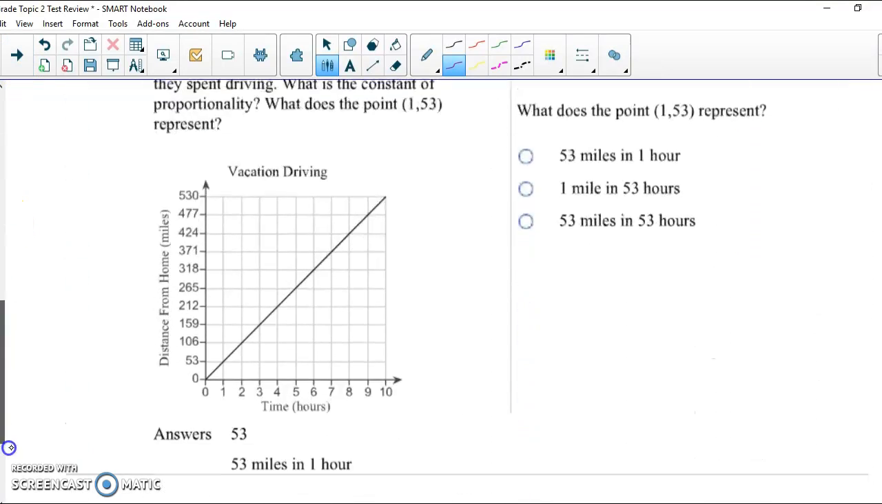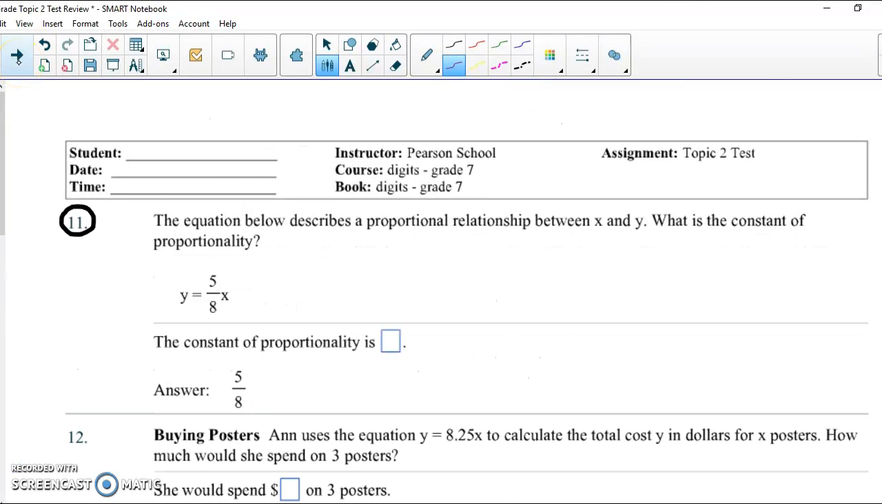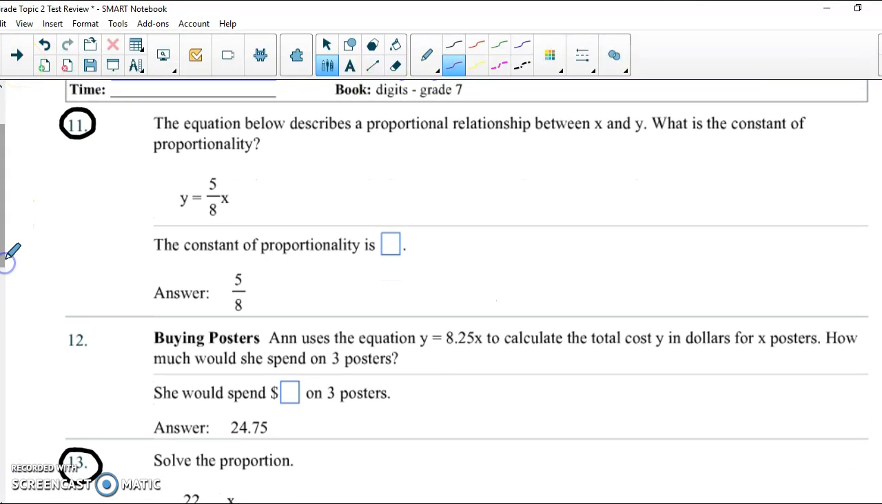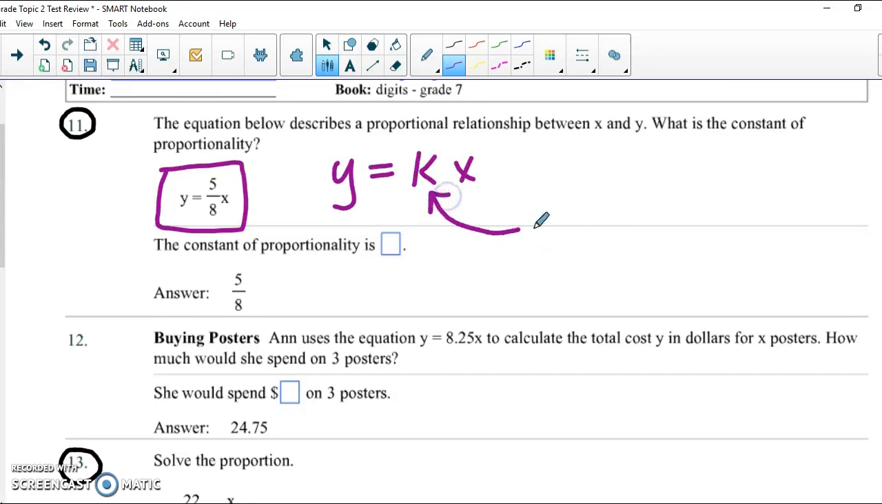Let's check out number 11. This equation describes a proportional relationship between x and y. What is the constant of proportionality? Well, this is an easy one because my equation is y equals kx. My constant is k, so it's always the number that I am multiplying by x. It's my coefficient of x. So in this case, 5/8 is my constant of proportionality.